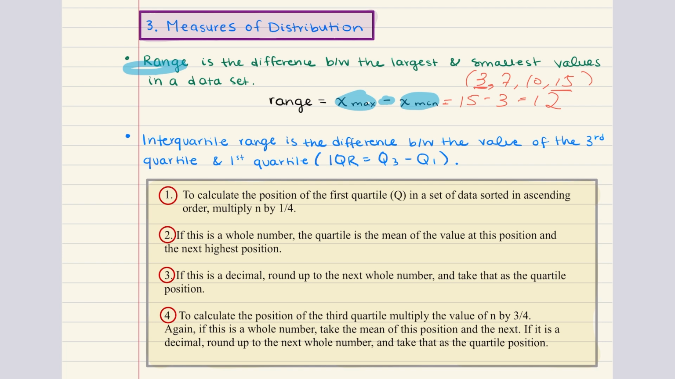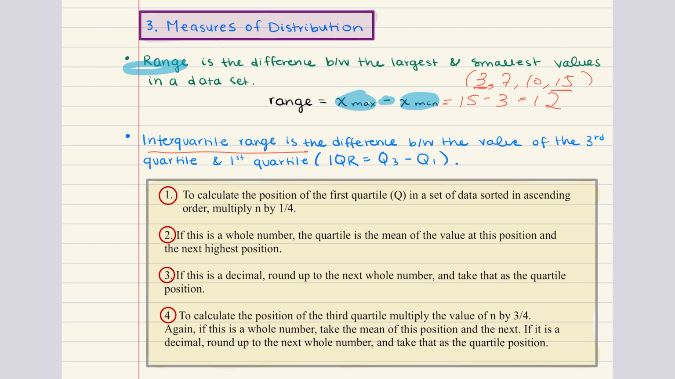Now, while the range provides a quick way to gauge the spread of data, it's important to note that it is highly sensitive to outliers. Next, we have interquartile range. This measures the spread of the middle 50% of the data. Interquartile range is related to the median and to the first and third quartiles. Quartiles divide data, when placed in ascending order, into groups that comprise 1/4 of the entire set.